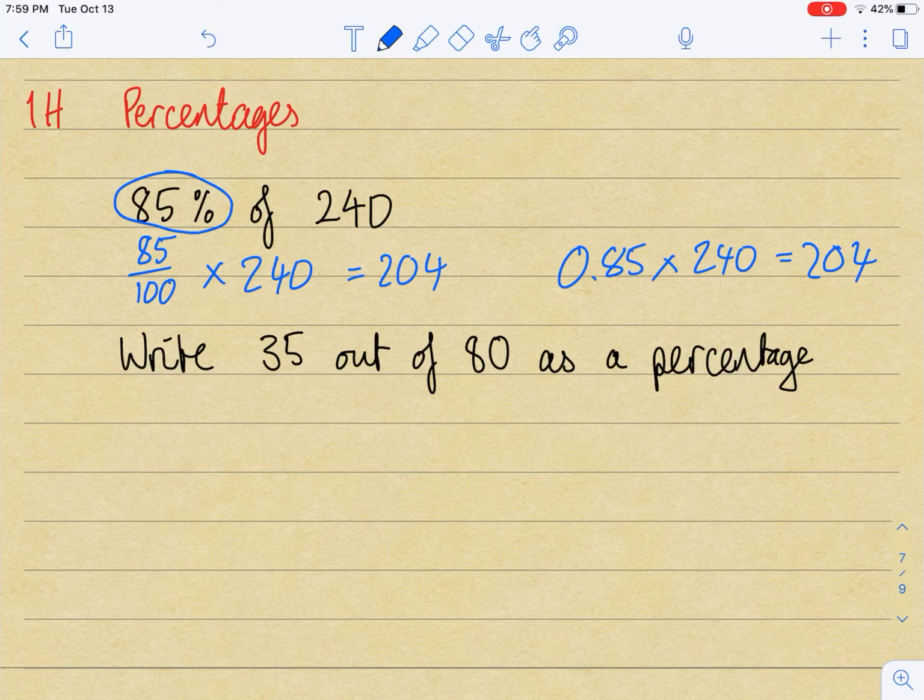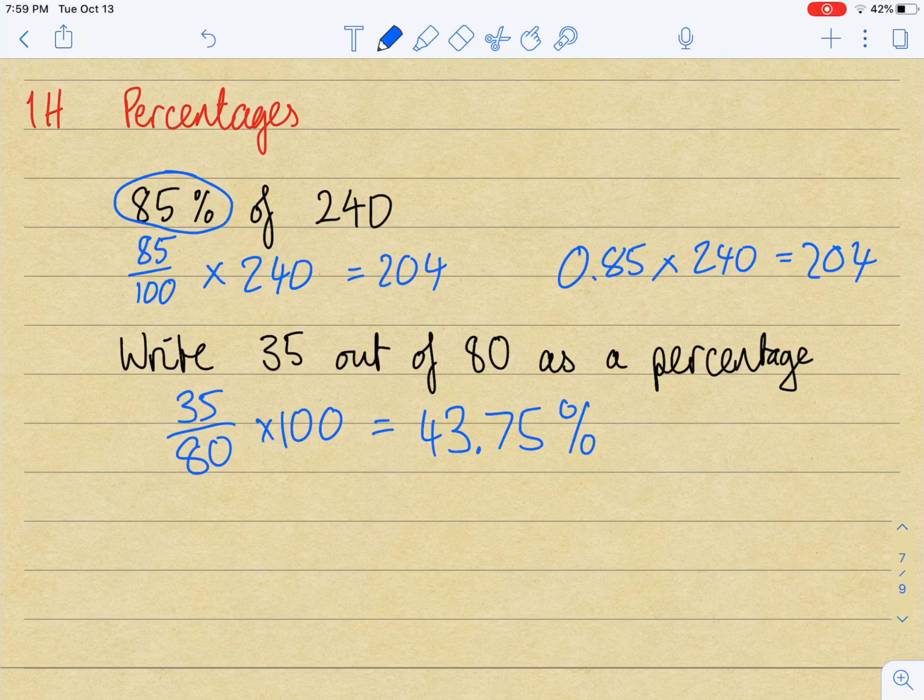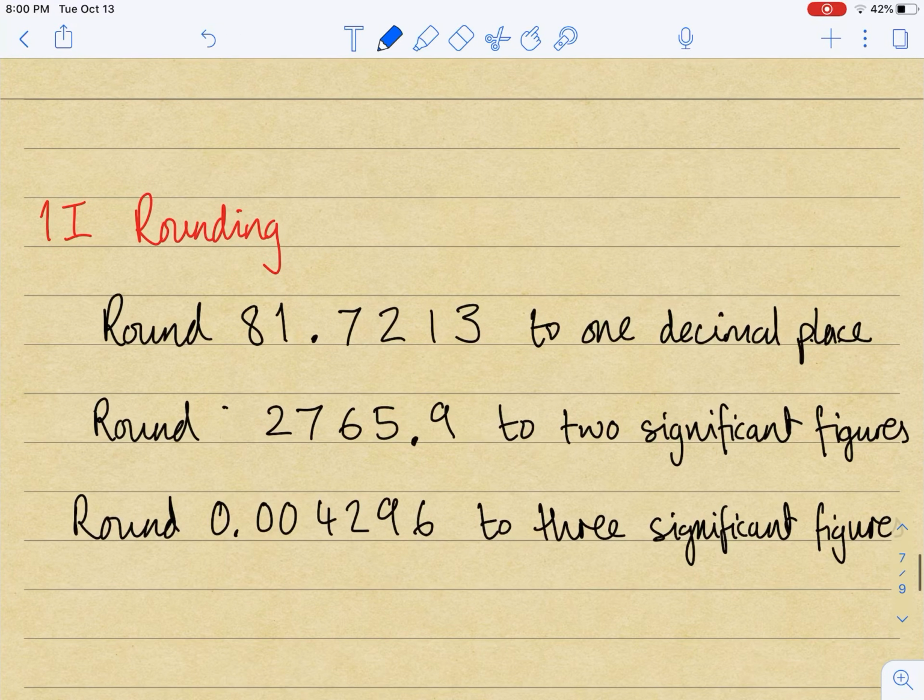2 different simple methods. Right, 34 out of 80 as a percentage. Quite a common question, this one. Well, 35 out of 80. We then have to simply multiply by 100 to convert it into a percentage. So 35 divided by 80 is 0.4375, and then times by 100 is 43.75%. So write it as a fraction, times by 100.